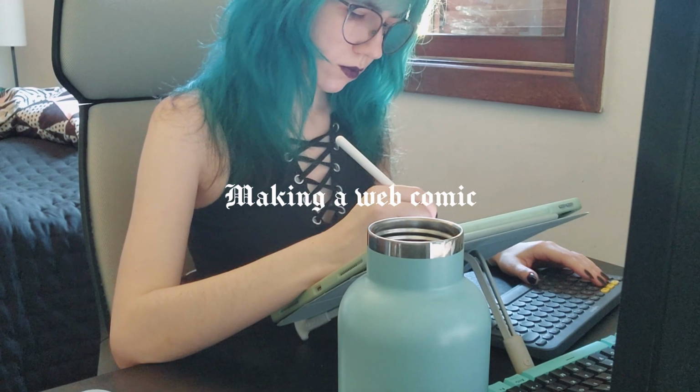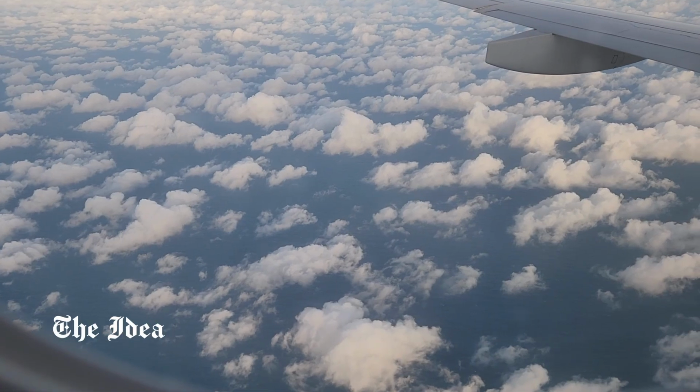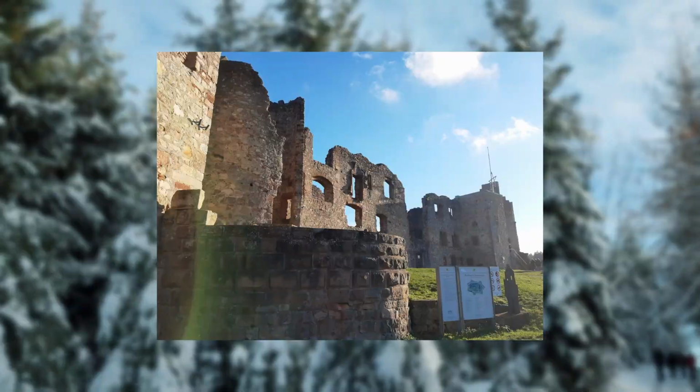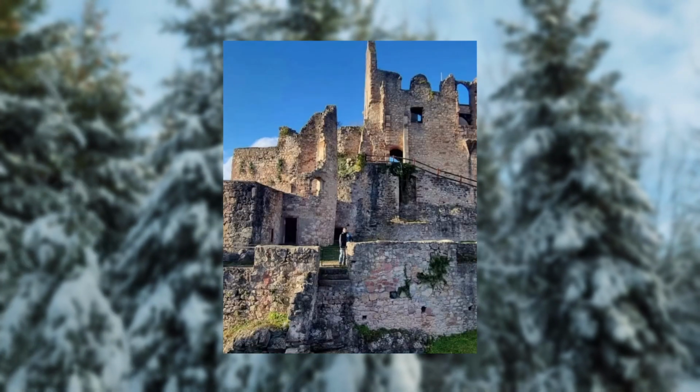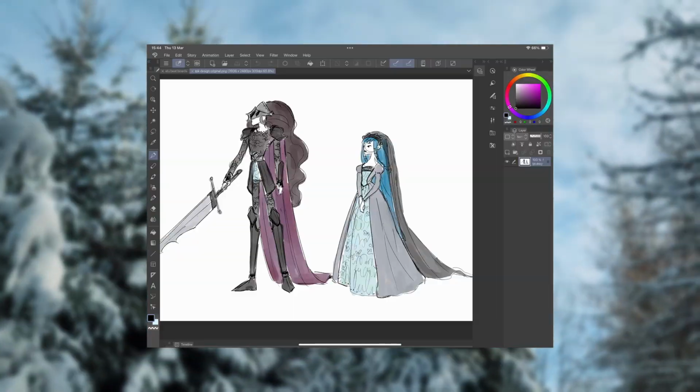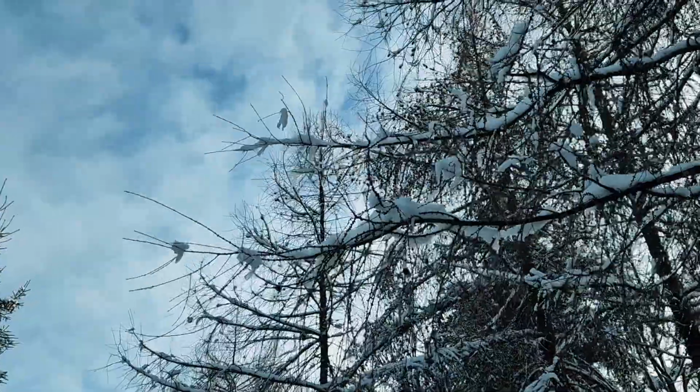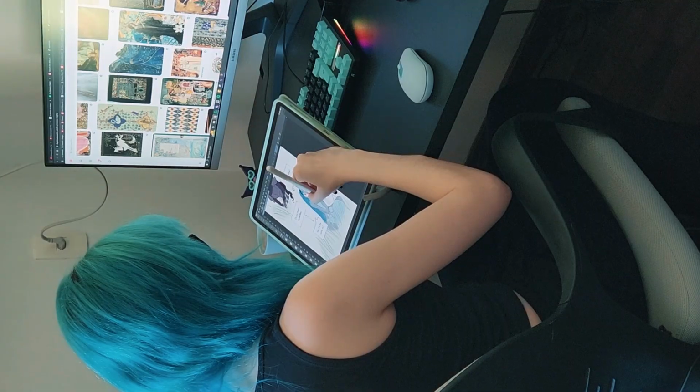I'm making a webcomic. The idea came to me during a trip with my partner. We visited a castle ruin, and I thought, wouldn't it be fun if I drew us as princess and knight? So I did that, and from that sketch, I was like, well, wouldn't it be fun if that princess had a story? And here we are.